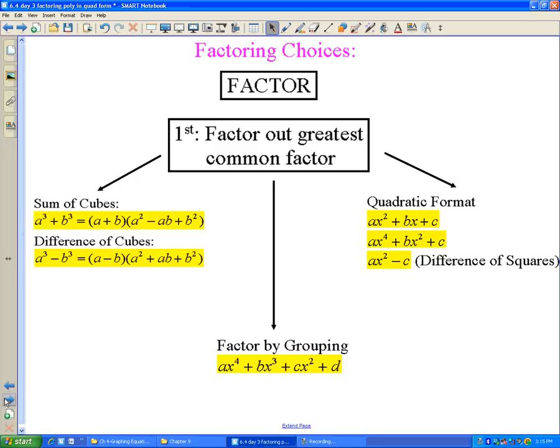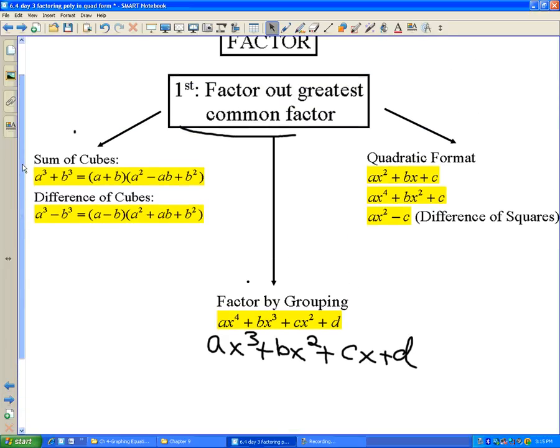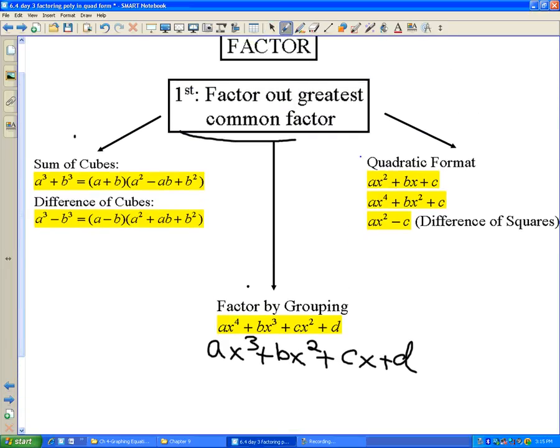So here's a synopsis of what I've been doing over the last 3 days. The first thing I want to do is factor out the greatest common factor. Then I can see if it's a sum of cubes, or if I can factor by grouping. By the way, this should factor by grouping down here. This should be ax cubed plus bx squared plus cx plus d. This should be an x cubed, not an x to the 4th. The only x to the 4th that I should see is the quadratic format over here. So those are what I've been doing over the last 3 days.